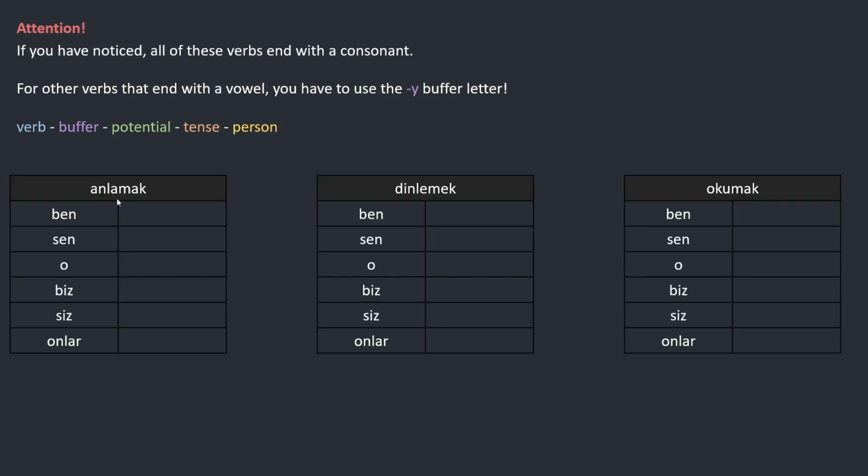So let's have this here. Anlamak. It ends with anla. By the way, when I say ends with, I say this ignoring this part because it's infinitive. I can change the color to make this more clear. Anla, it ends with a. Dinle, it ends with e. Oku, it ends with o. I fixed these parts, it is correct now. Buffer should come before the potential mood.